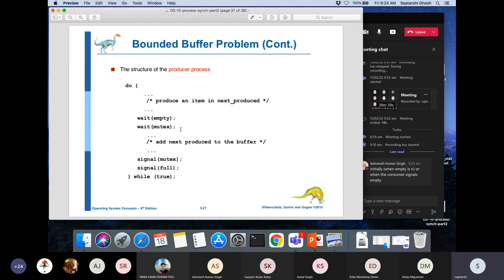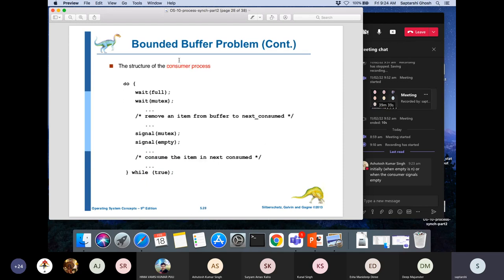Signal is basically increasing the value of a semaphore. So when the consumer consumes an item, it signals empty, that means it increases the value of empty. Then the producer is able to add one more item. And conversely, this producer at the end signals full. That means it increases the value of full by 1, so that the consumer knows that one more item is available.